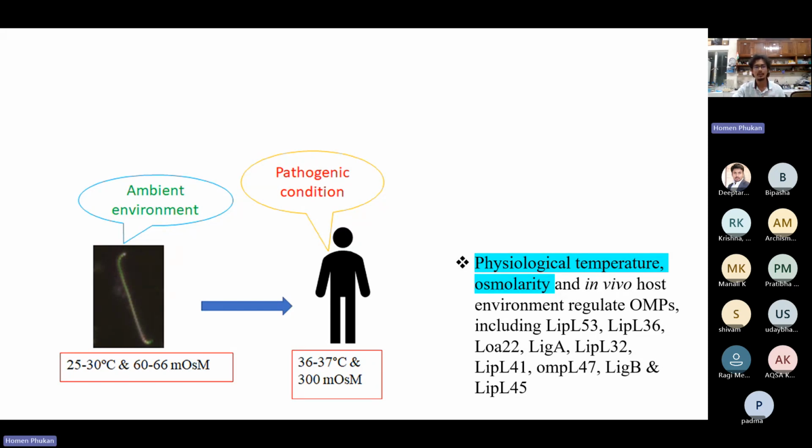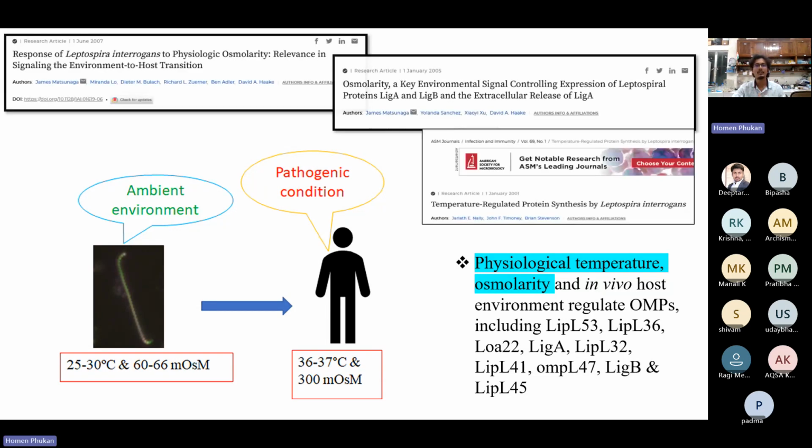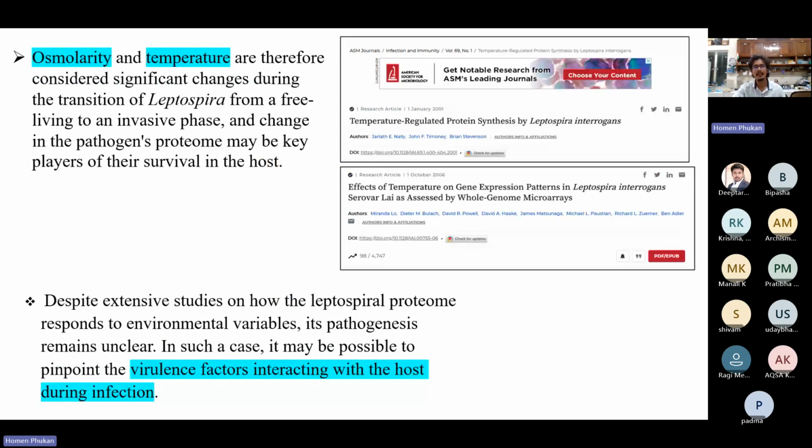So in these situations, proteins are the most important molecules for this tiny organism, helping it survive in the host and allowing it to establish the infection. Therefore, osmolarity and temperature are considered significant factors for Leptospira's transition from the free-living to the invasive phase. And changes in the pathogen proteome may be a key player for its survival in the host.